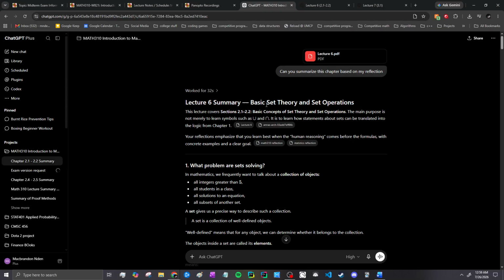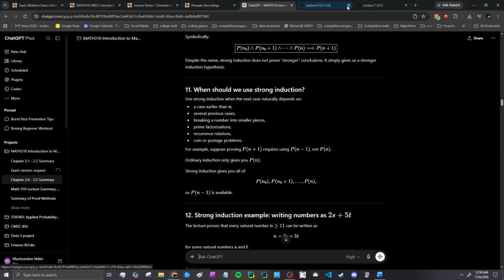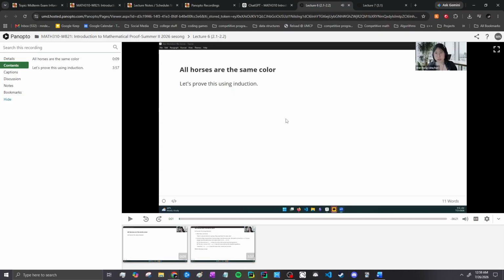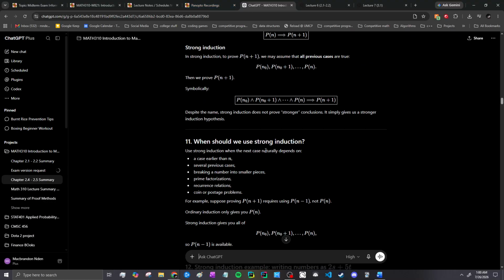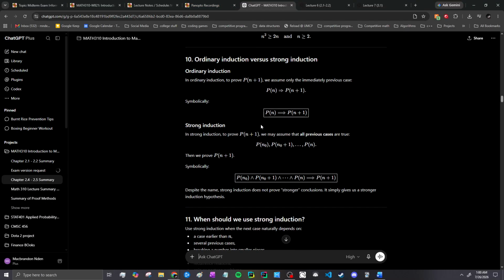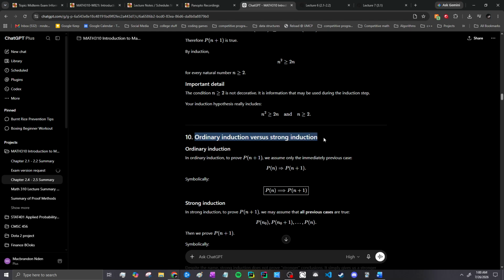Okay, so basic set theory and set operations, which again is one of my weakest points. Not the right exam. Let's go back here. So once you use strong induction, okay, let's connect the dots again. Ordinary induction versus strong induction. We're still talking about induction, and it's still under the tools of proving.